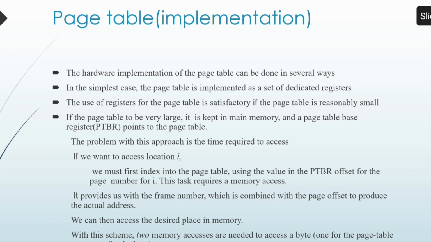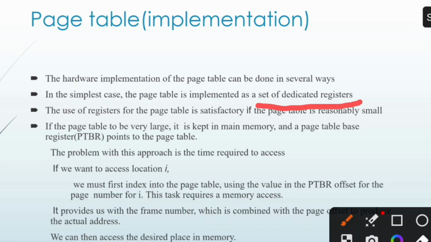Hi all. In the last class, we have seen what a page table is, what it is used for, and so on. Now we need to know how we can implement the page table. That is the hardware implementation of the page table. First case is implementing the page table as a set of dedicated registers. That is, we will be taking some registers and they will be dedicated just for the page table. But the problem here is this can be used only when the page table is reasonably small.